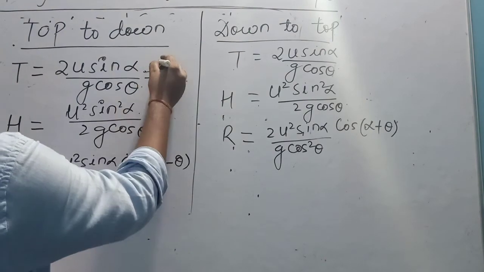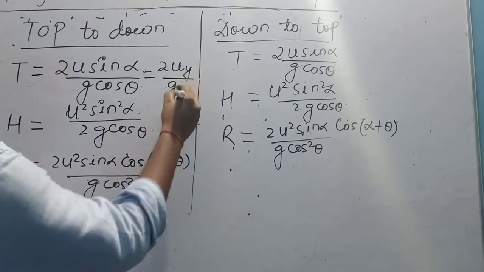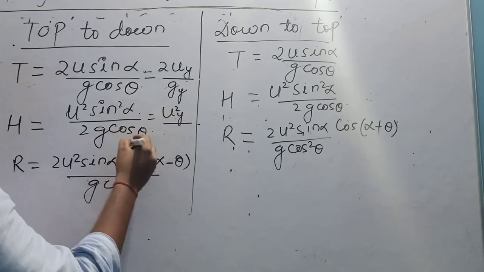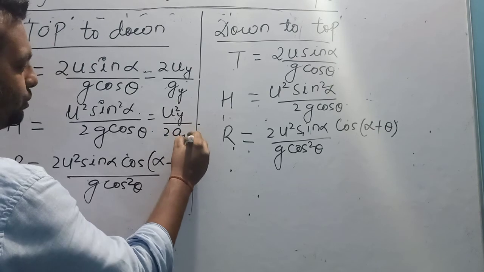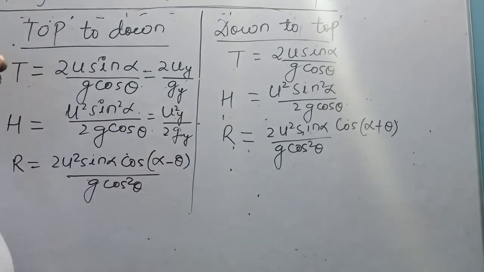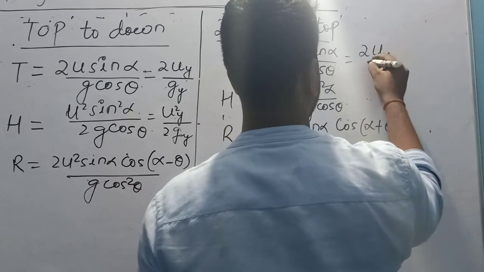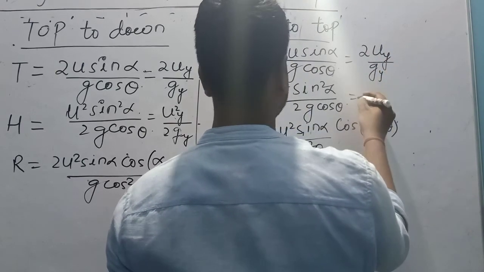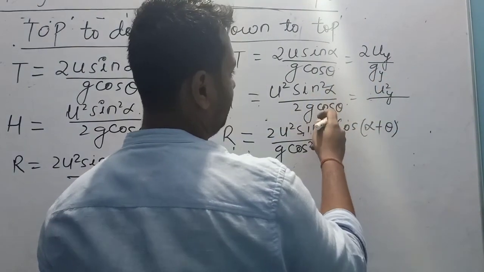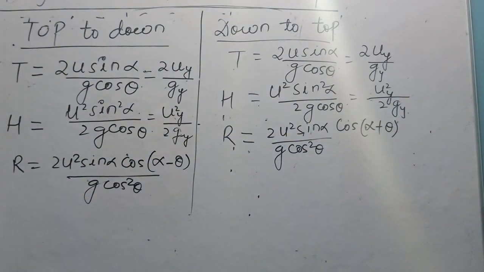Simply, time of flight is 2 into y component of initial velocity upon y component of acceleration due to gravity. Maximum height is simply y component of initial velocity whole square upon 2 into y component of acceleration due to gravity. Revise this.